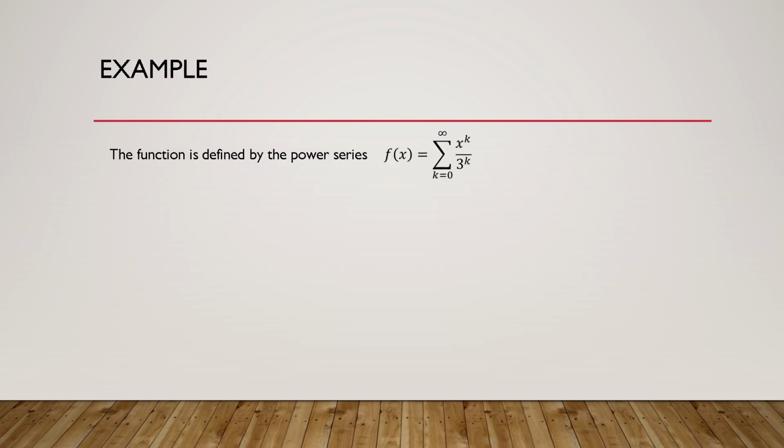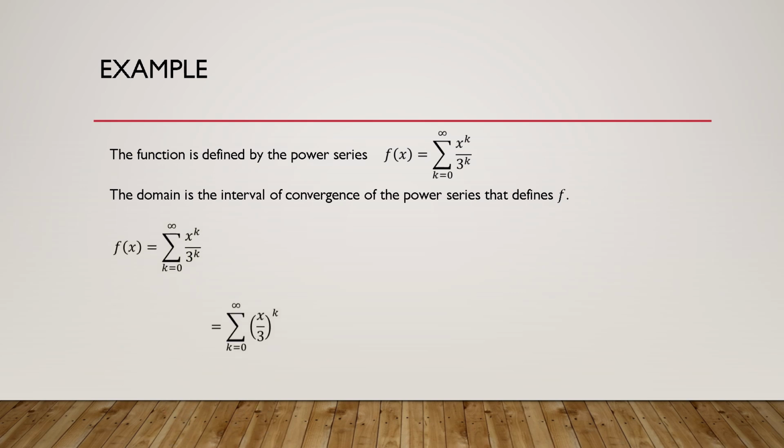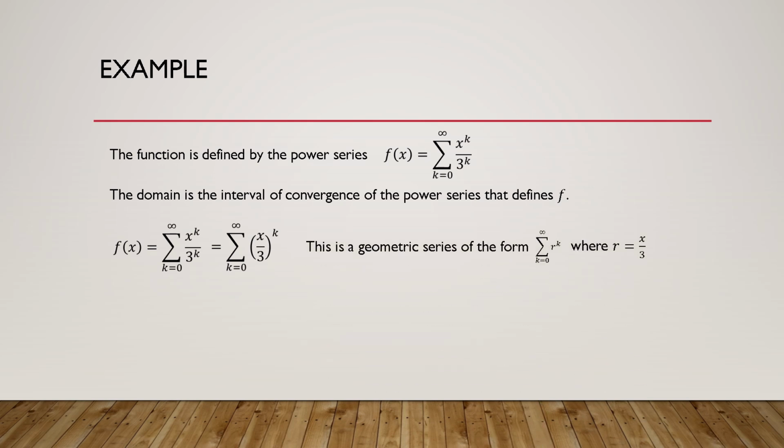As an example, let's evaluate the function defined by the series f of x equals the sum from k equals 0 to infinity of x to the k over 3 to the k. The domain of this function is the interval of convergence of the power series that defines f. First, we look at the exponent and rewrite the series as the sum from k equals 0 to infinity of the quantity x over 3 to the k power. This is a geometric series of the form the sum from k equals 0 to infinity of r to the k, where r equals x over 3.